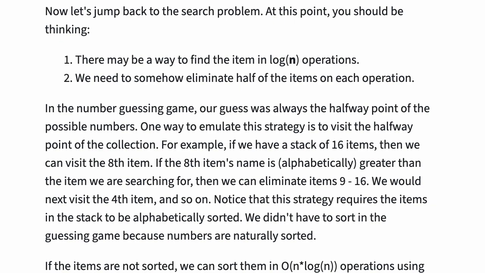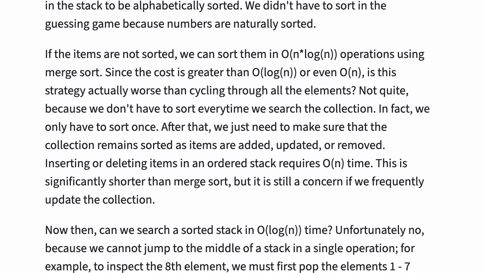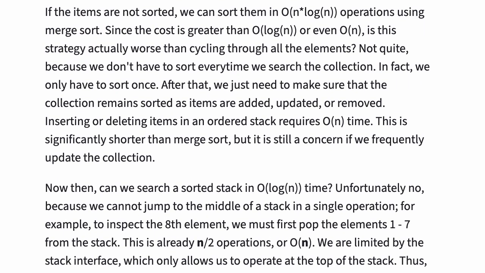If the items are not sorted, we can sort them in O of n times log n operations using merge sort. Since the cost is greater than O of log n, or even O of n, is this strategy actually worse than cycling through all the elements? Not quite, because we don't have to sort every time we search the collection. In fact, we only have to sort once.